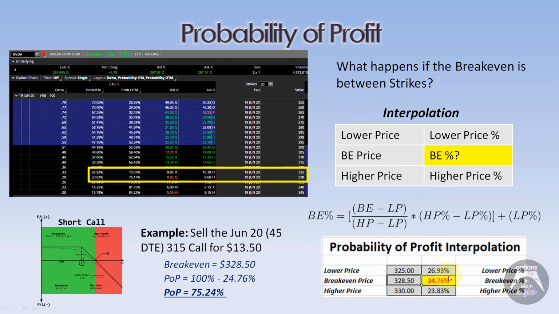You don't need to get this accurate number every time. But now that you know where it comes from, it's a good thing to know. Again, the most important thing is that you understand that the probability of profit is the probability of making at least 1 cent. It's not an indication of how profitable your trade is going to be, but of what the odds are that you're going to make at least 1 cent in this trade.